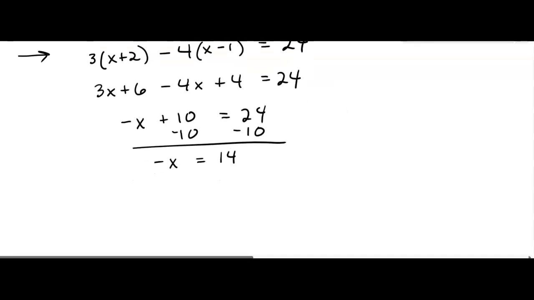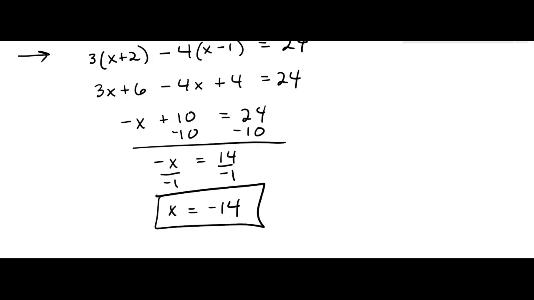And then I'm going to have to divide by -1 or multiply both sides by -1. I just divide by -1. x equals -14. So that's what I get, and I could check my answer and see if it works.